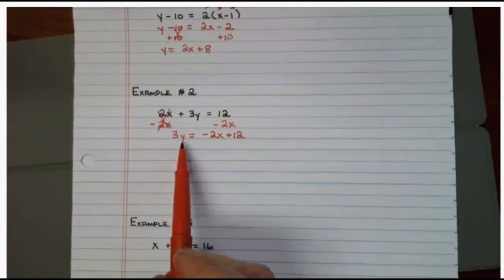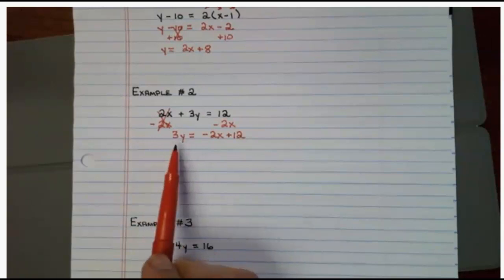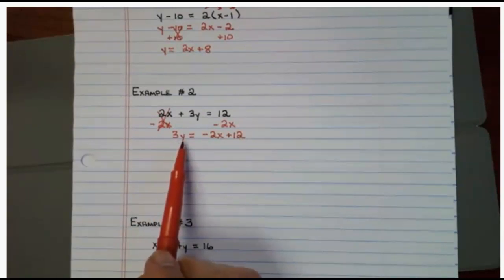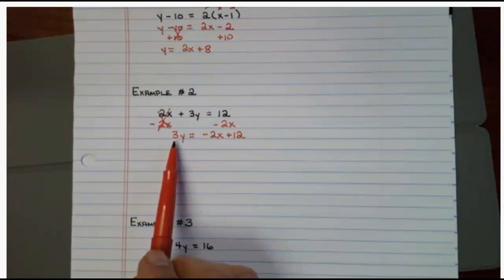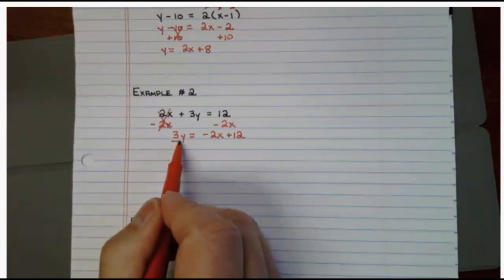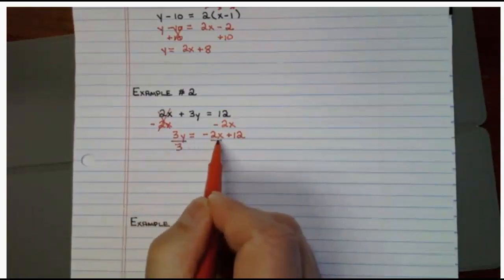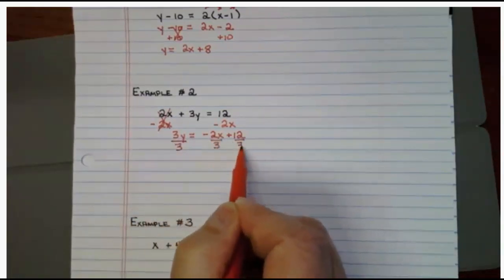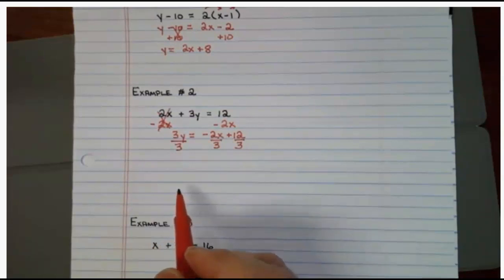This y is still not by itself. Now normally to solve something that looks like this, I would need to divide because this is multiplying. I need to divide both sides by 3. So I'm going to divide this side by 3, and I'm going to divide everything over here by 3 to get this y by itself.